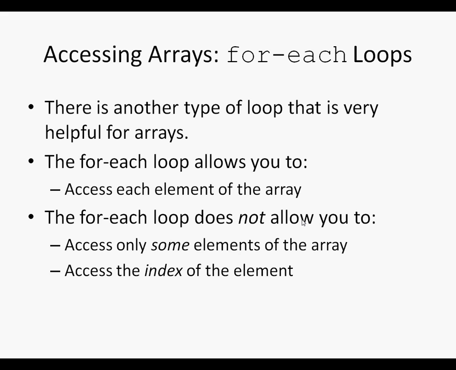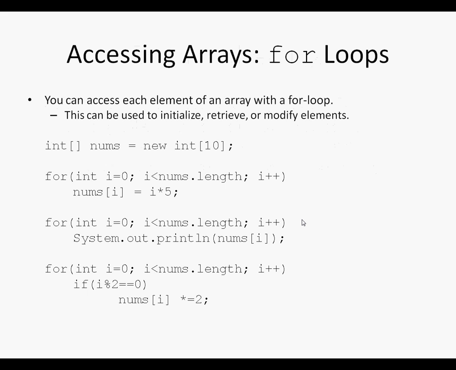There are some things you cannot use a for each loop for. You cannot use a for each loop if you only want to do something to some elements of the array, and you want that selection of which elements to be based on the index. So back here in this example where we are doubling only the elements at even indices, we could not use a for each loop to do this. We just can't do it.